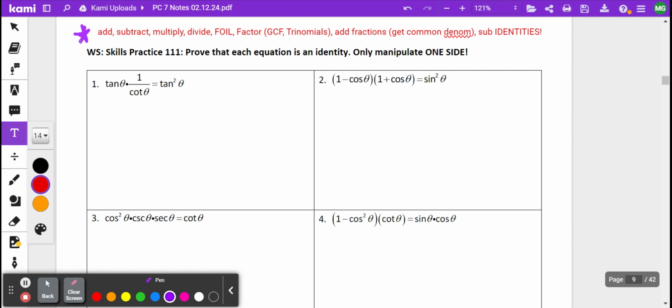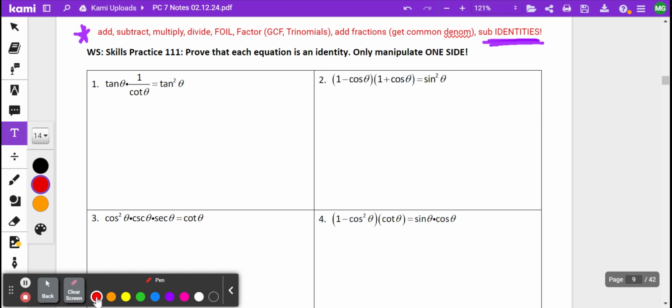So, of course, we can add, subtract, multiply, and divide. Basically, all algebra rules apply here. So we can FOIL, we can factor. Of course, we can factor using greatest common factor, maybe trinomials. We can add fractions, but of course we have to get common denominators if we're going to add fractions. And we know all of those identities that we're going to be subbing in. That's going to become really, really important here. So let's go through and let's see how we do with the first few.